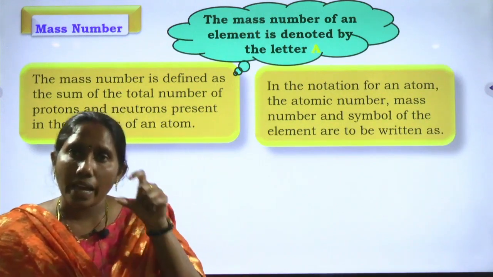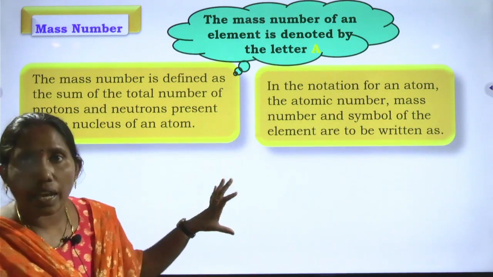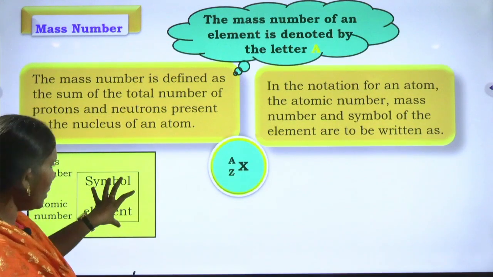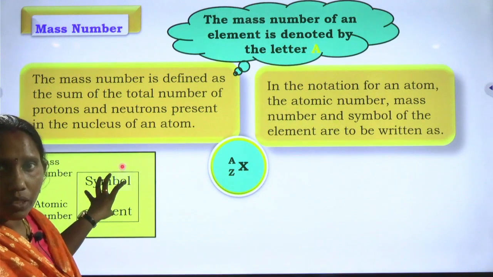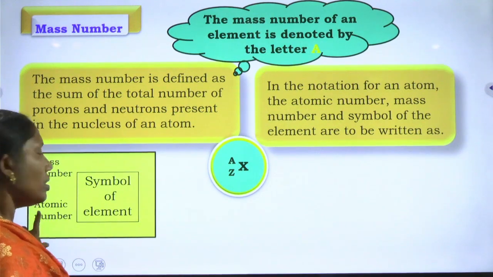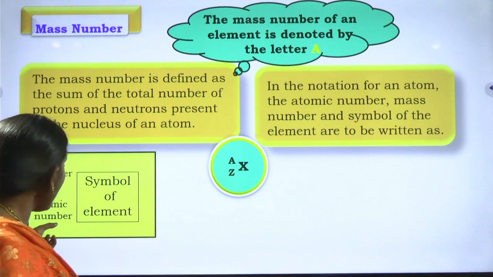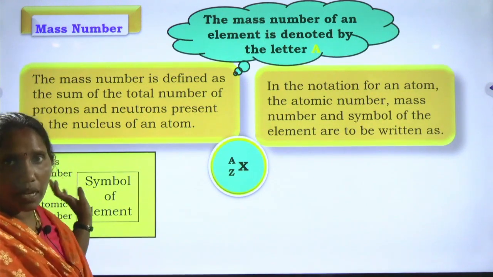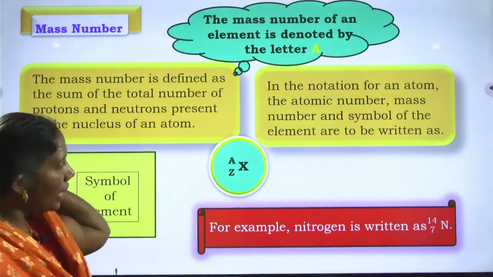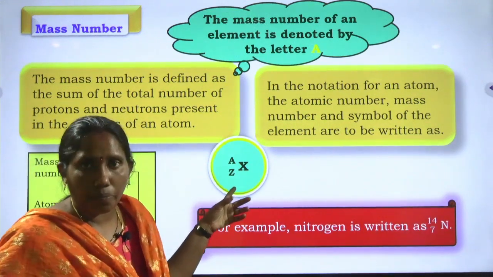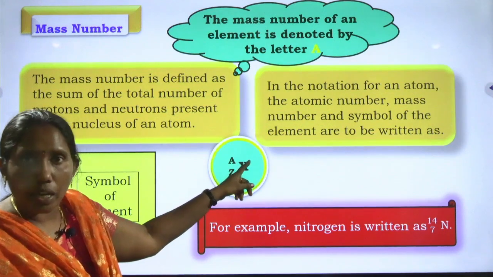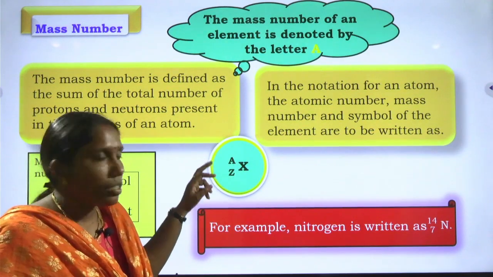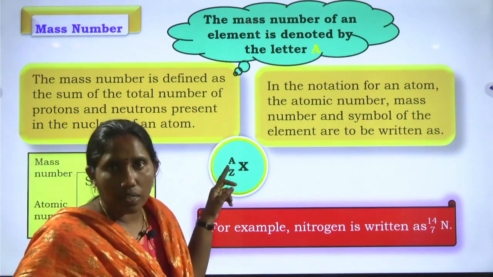While writing an atom, how do we represent it? The atom will be represented like this. Here is the symbol of the atom. To that representation, the lower left side will be the atomic number and the upper left side will be the mass number. So the notation will be like this: X with Z and A. X represents the element, Z represents the atomic number, A represents the mass number.